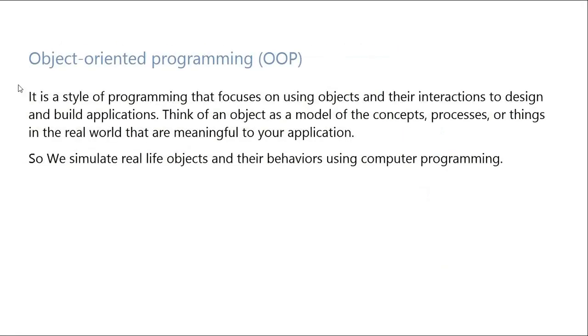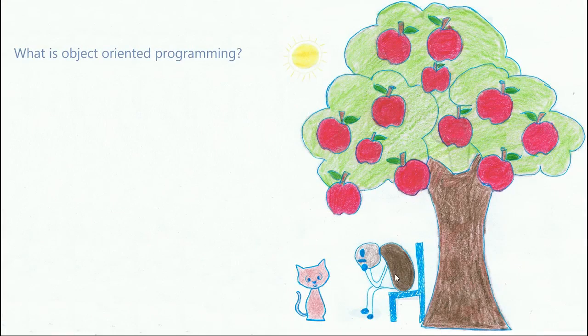Object-oriented programming is a style of programming that focuses on using objects and their interactions to design and build applications. Think of an object as a model of concepts, processes, or things in the real world that are meaningful to your application. So, we simulate real-life objects and their behaviors using computer programming. So, our programmer guy decided that from now on he will add the oopness in his life. I mean, object-oriented programmingness.